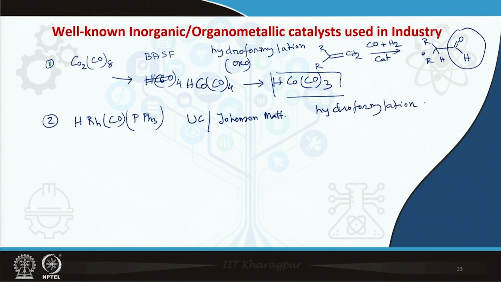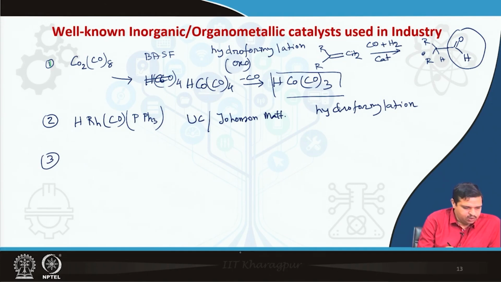It gives better selectivity. And here there is another problem: this step is very important to get the active catalyst, but you need carbon monoxide in this reaction. So, you have to maintain a critical pressure of carbon monoxide to proceed with these reactions. So, this is its own disadvantage, however, it is very popular in industries.